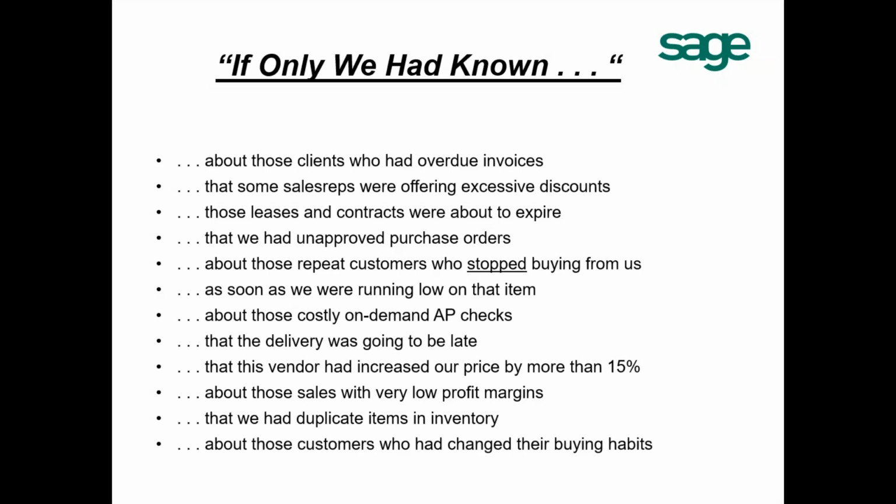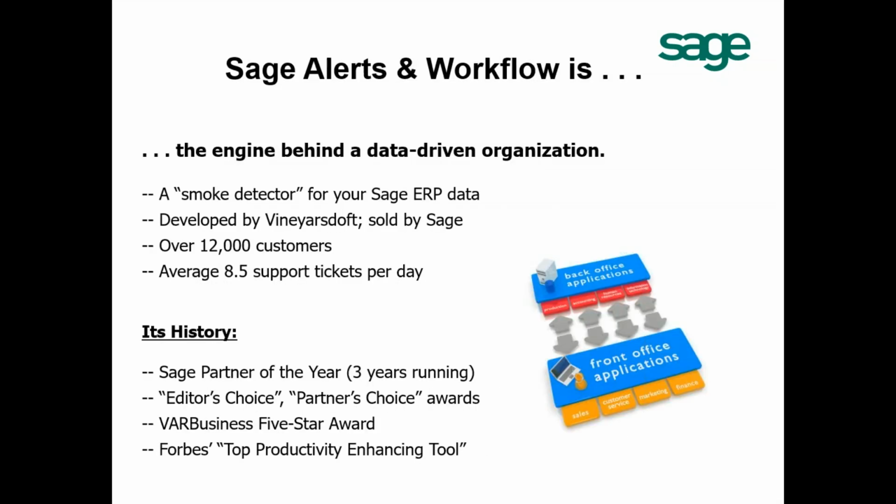If only we had known about leases or contracts that were coming up for renewal, we wouldn't have let them expire and be in the situation that we're in today. If only we had known about these clients of ours who typically buy from us month after month after month, and now all of a sudden a month has gone by, we have not received an order from that customer, and perhaps by the time we do follow up with them, we find that they've taken their business elsewhere. It's exactly those types of scenarios that gave rise to Sage Alerts and Workflow.